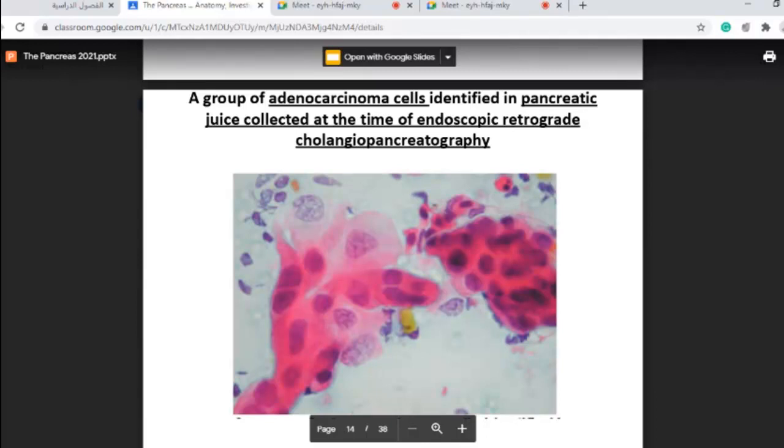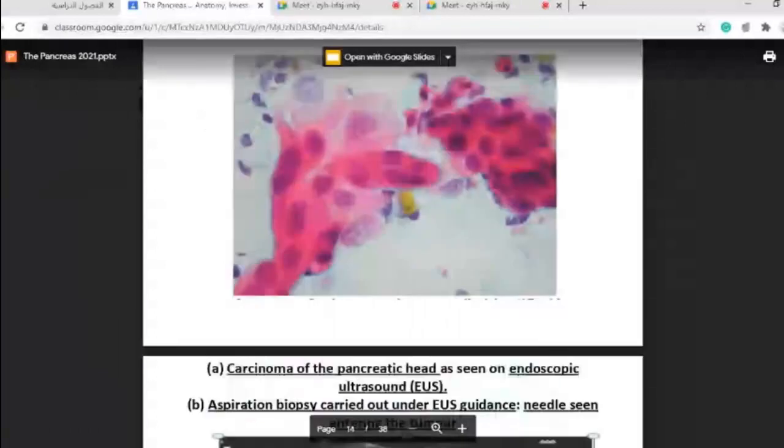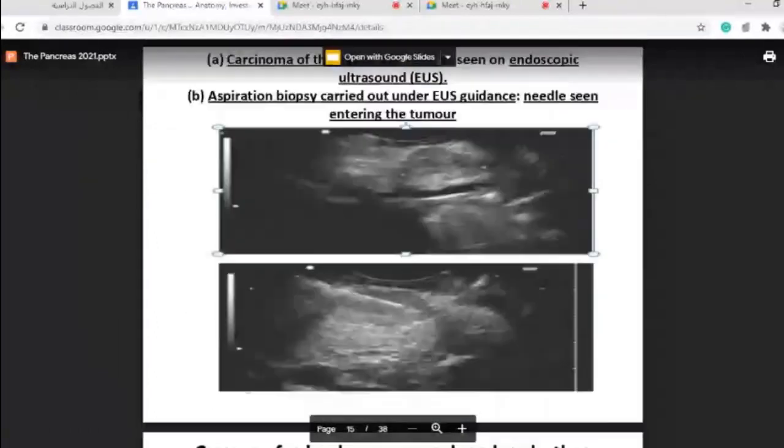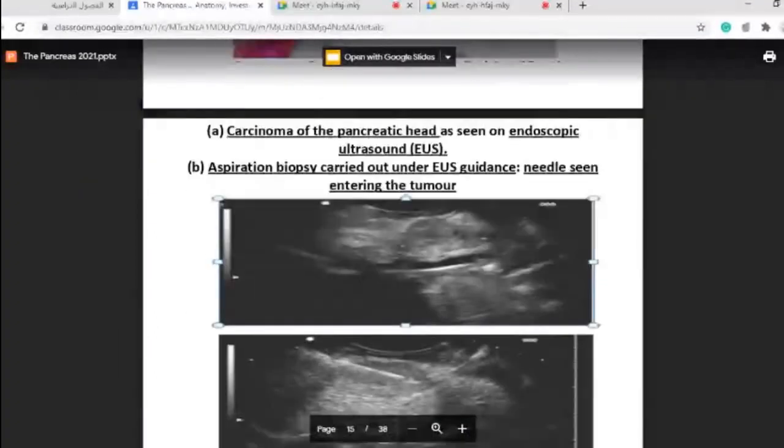So during ERCP, we collect pancreatic juice and send it for cytology, and this shows diagnostic malignant cells. This picture shows carcinoma of the head of the pancreas by endoscopic ultrasound. Endoscopic ultrasound means that through gastroduodenoscopy, we pass it through the mouth, esophagus, stomach, and to the duodenum. And this endoscope contains a probe for ultrasound. So we call it endoscopic ultrasound.